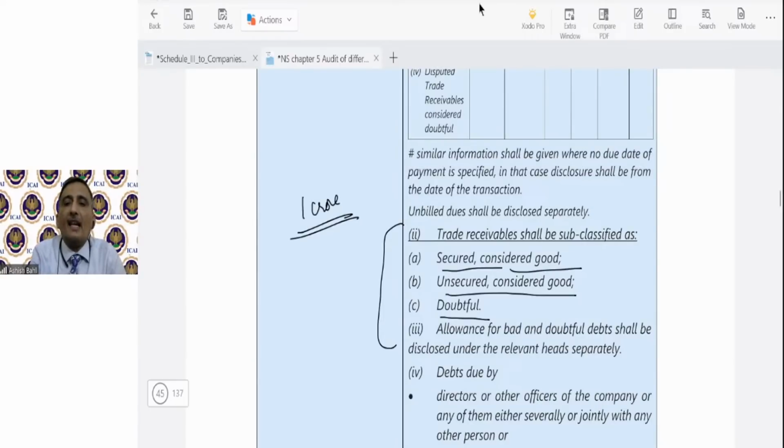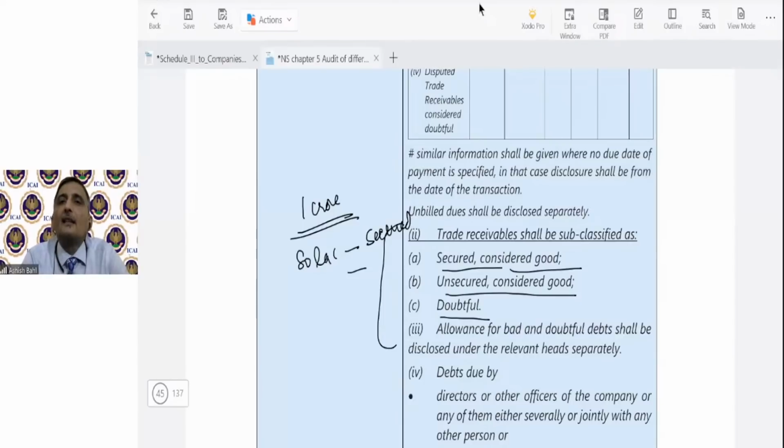ओके, सो देन इट हैज टू बी क्लासिफाइड सिक्योरिटी वाइज ऑल्सो, कि किसी की सिक्योरिटी भी है कंपनी के पास या सब नॉर्मल बिजनेस रिस्क पे हैं, ओके, सो सिक्योर्ड से उसमें से 80 lakhs जो है वो सिक्योर्ड कंसिडर गुड है, सो ऑब्वियसली यू वुड राइट 80 lakhs दीज आर सिक्योर्ड बट कंसिडर्ड गुड्स, ओके, और अनसिक्योर्ड है कोई, सो यू वुड राइट अनसिक्योर्ड कंसिडर्ड गुड, और डाउटफुल है तो डाउटफुल लिखना है.